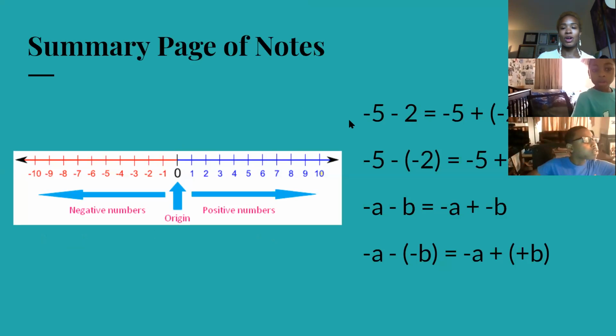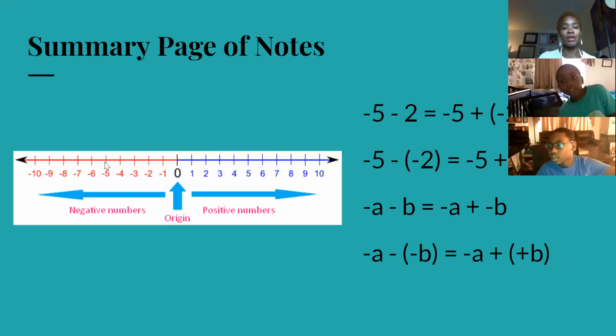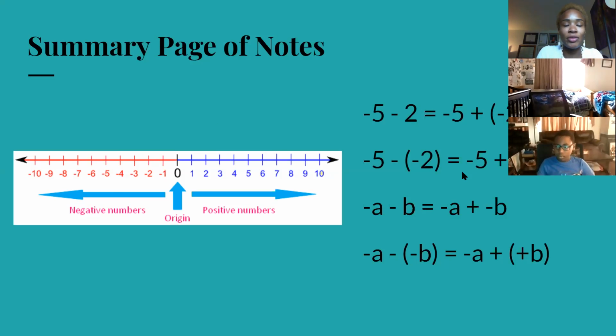So for the first one, -5 minus 2, you start on the -5 and minus 2 means going to the left twice. Can you see my page of notes? Okay. Yep, so we have -5 minus 2, start on the -5 and move 2 to the left, because it's the negative direction, and you end up on -7. Then if you get -5 minus a -2, that's the same as doing -5 plus a +2. So if you start on -5 and now move to the right 2 times, then you end up on -3.